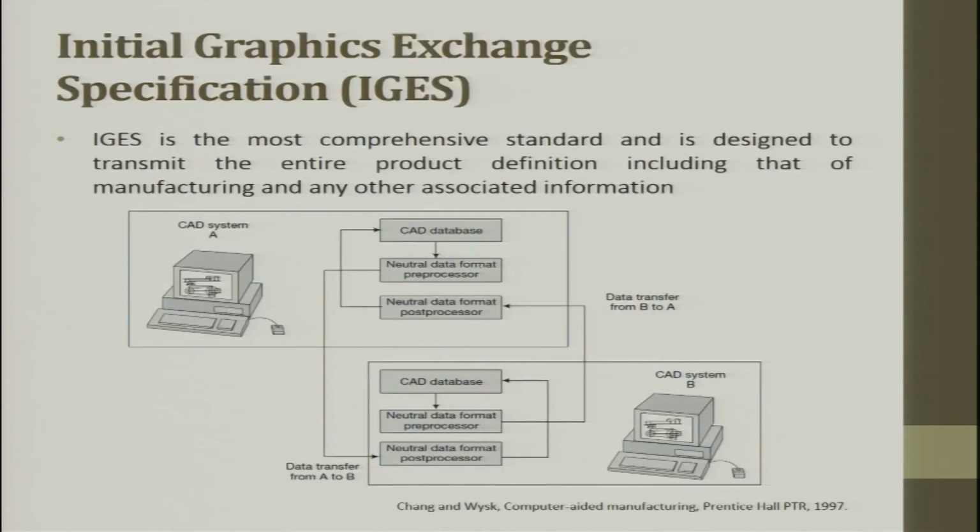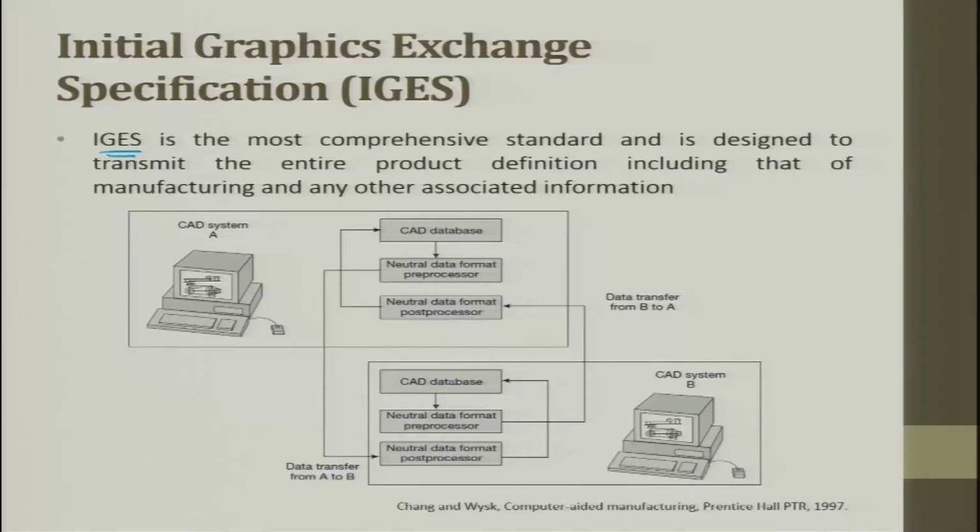IGES is the most comprehensive standard and is designed to transmit the entire product definition, including that of manufacturing and any other associated information. So, IGES is again a neutral file; DXF, IGES, GKS, all are neutral files. CAD system, CAD database, neutral file format: you need a preprocessor, you need a post-processor. First, what all has to be changed is pre-processed. Once the process data is done, then again it has to be post-processed to get the requirements.